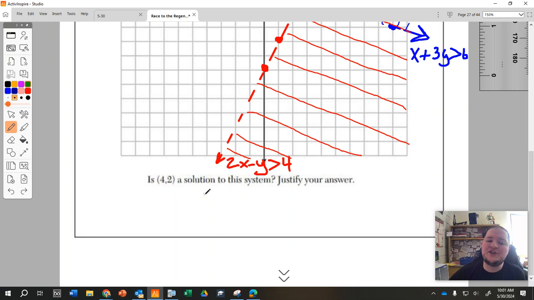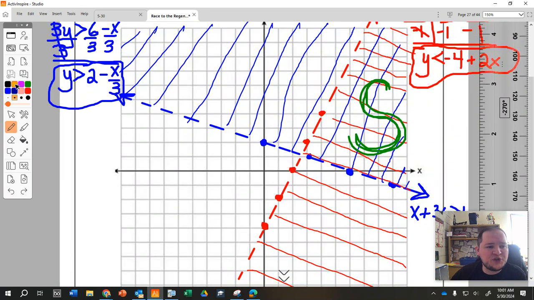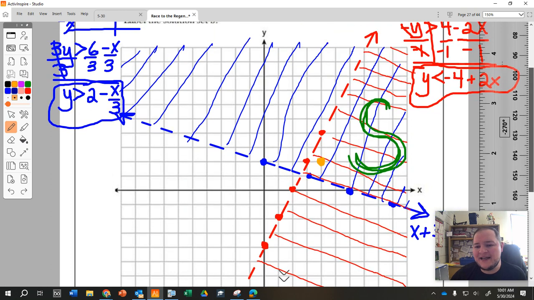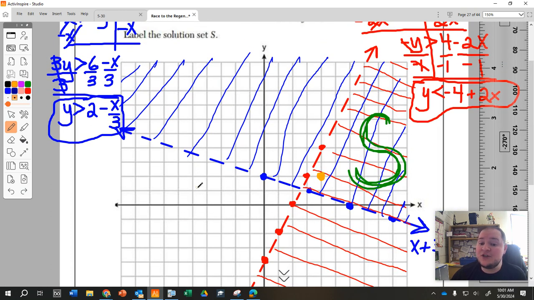Is (4, 2) a solution to the system? Justify your answer. So the first thing you should do is once you see (4, 2), go look and see where it lands in the neighborhoods, right? So we're going to go up here. Switch to orange. So (4, 2), start from the middle. Right 4, 1, 2, 3, 4, up 2, 1, 2. Lands right there on that yellow dot. The question is, is that yellow dot a solution to this system, yes or no?